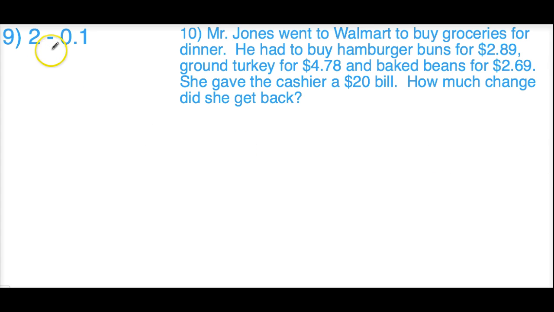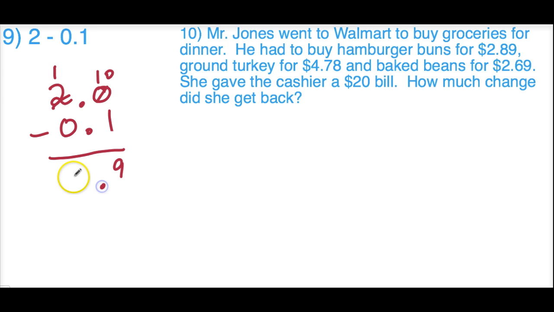Next we have 2 subtract 1/10. So when I write this one down, because I know this has a decimal involved, I'm going to go ahead and put a decimal here so I can be prepared for that. A lot of you forgot to put that there and subtracted 2 minus 1, and you just can't do that. And we get 1.9 or 1 9/10. And if you think about that in real life, we're taking $2 and taking away a dime, so that makes sense.